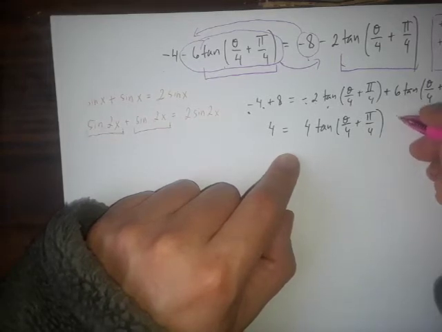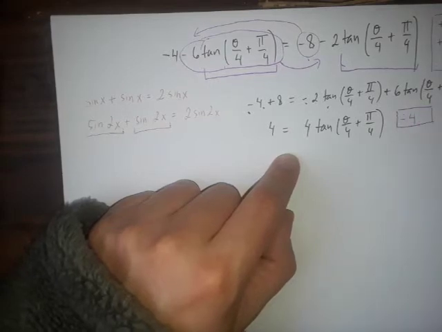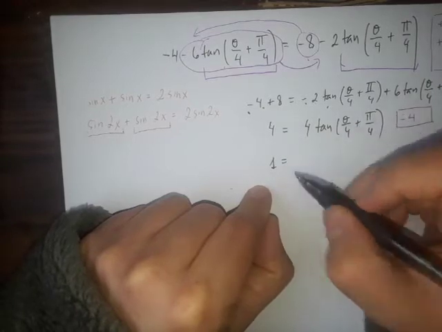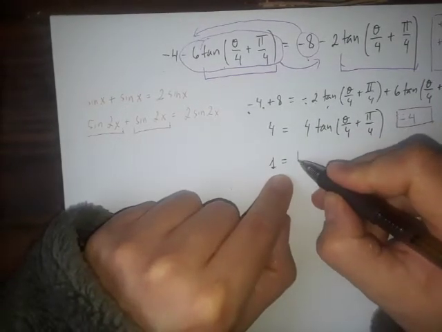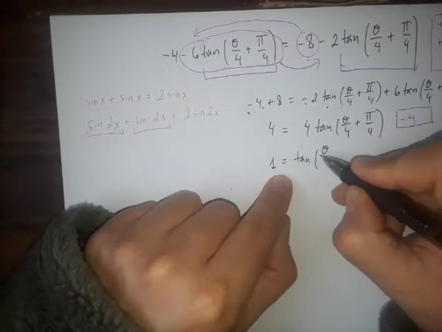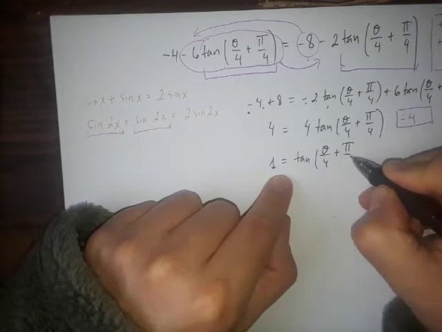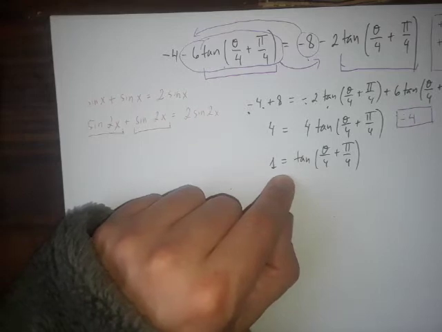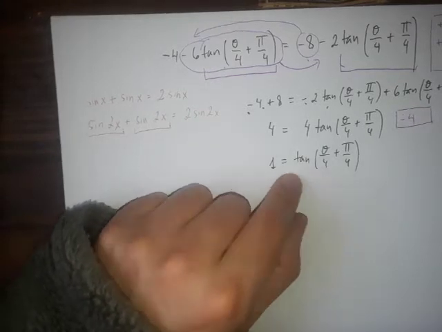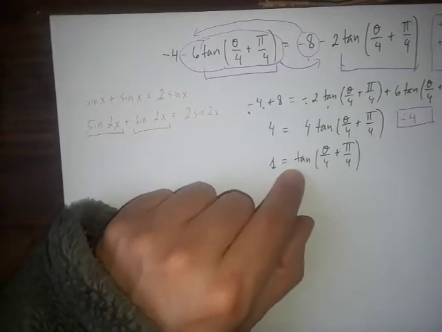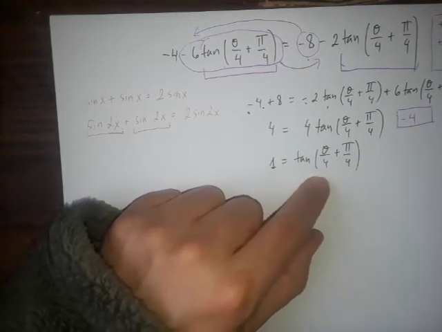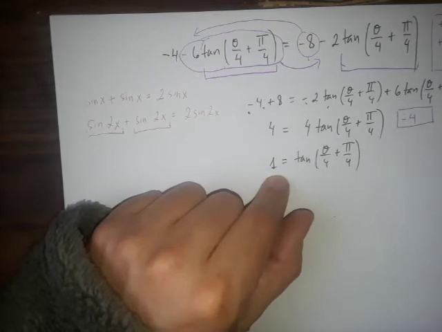Now we're going to divide by 4 on both sides, and I'm going to have 1 on this side, 4 over 4, right? 1 equals tangent of theta over 4 plus pi over 4. Great. So that was much easier, right? That was way easier. When is the tangent equal to 1?